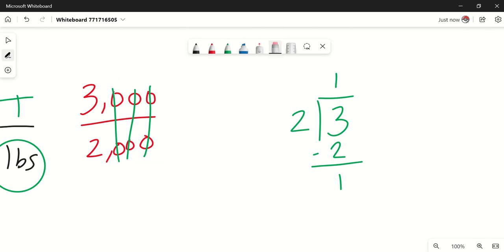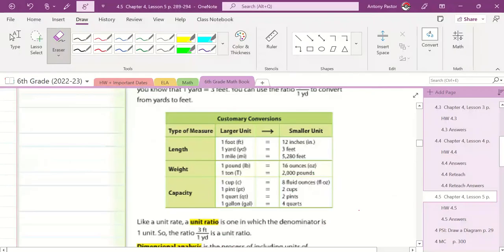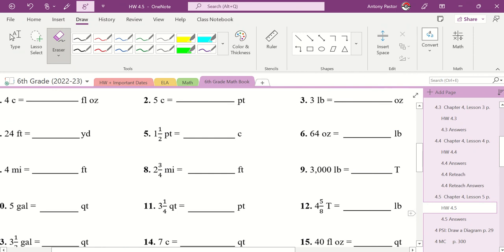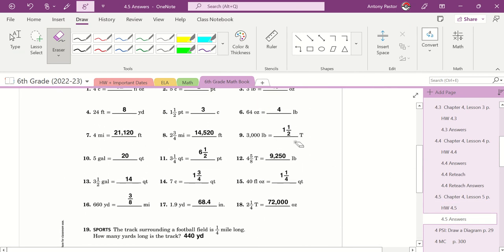Now, if for any reason any of these numbers were different, where it was like 3,001 over 2,000, then I have to do 3,001 divided by 2,000. I can't shortcut that and get rid of the zeros. But me chopping off these zeros is the same thing as dividing both of these by 1,000, which gives me 3 over 2, which is why I did it this way. 1 1/2. So my answer would be 1 1/2 tons. And if I look at my homework, that was number 9. Number 9 is 1 1/2 tons.